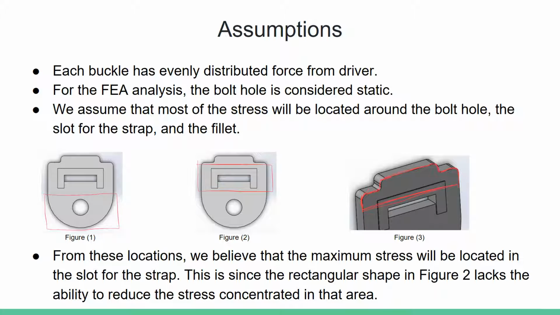In order to fully understand the principles of the maximum stress location, it is simpler to separate the buckle into subsections for visualization purposes as well as for hand calculations. Each buckle has evenly distributed force from the driver. For the FEA analysis, the bolt hole is considered static. We assume that most of the stress will be located around the bolt hole, the slot for the strap, and the fillet. Here are figures 1, 2, and 3.